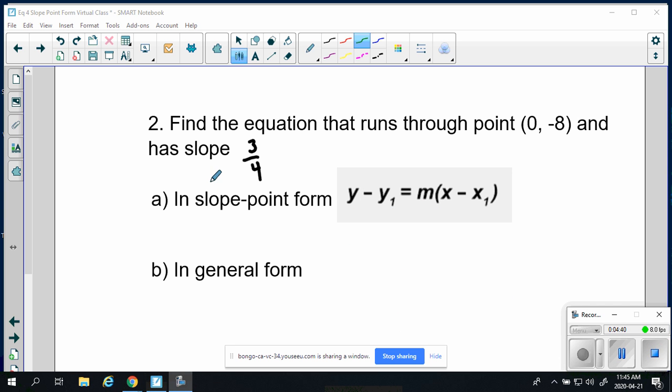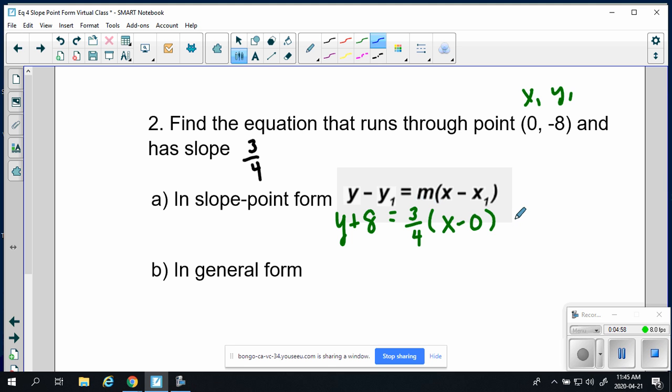So in slope point form, we are going to substitute in x1 and y1. So y minus y1, so we're going to put plus 8 is equal to 3/4 x minus 0. Or if you want, you can just delete the 0 and have it like this. And that would also be acceptable.